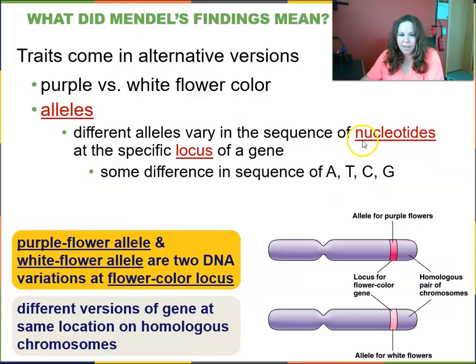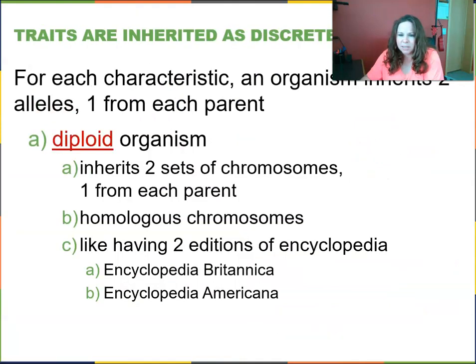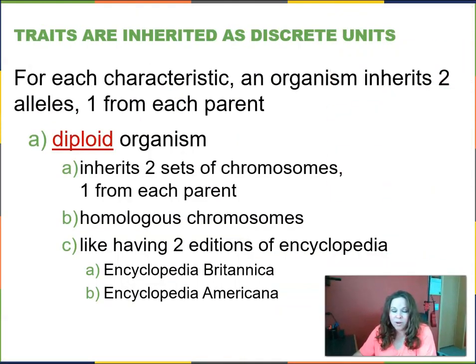So once again, traits come in alternative versions called alleles. For each characteristic, an organism will inherit 2 alleles, one from each parent. This is for a diploid organism. As we've already studied, diploid, the prefix means 2. So we have 2 of each chromosome because we get 1 from each parent.